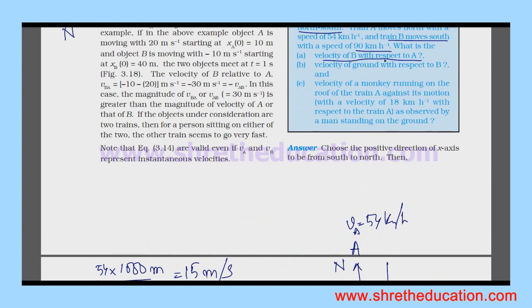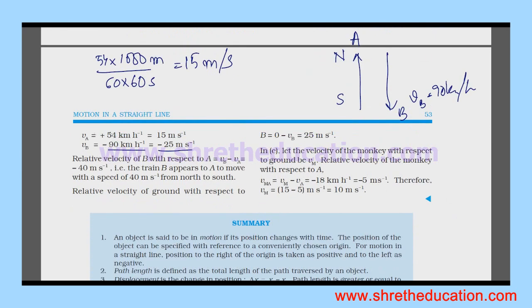Velocity of B with respect to A is VB minus VA. VB is minus 25 and VA is 15, so the result is minus 40 meter per second.